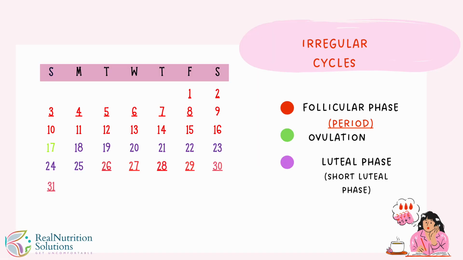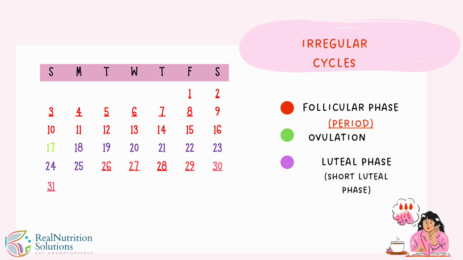Hi Caterpillars, let's talk about irregular cycles. But before we talk about irregular cycles, let's briefly remind ourselves what a normal cycle is. A normal cycle is anywhere from 21 to 35 days, with 28 days being the average. On our screen, we see a hypothetical irregular cycle, and the calendar shows the different phases of that cycle.